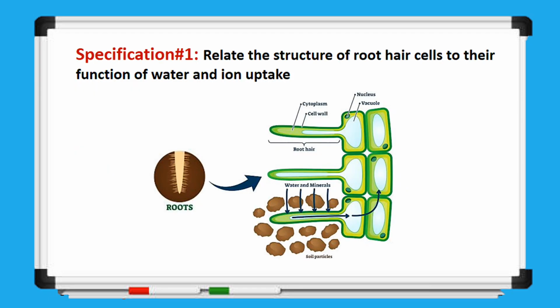So, starting with specification number 1, relate the structure of root hair cells to their function of water and ion uptake. Now, plants have roots that absorb water and mineral ions from the soil. And this uptake happens through special cells in the roots called root hair cells. As you can see here, we have a cross-section of a root with root hairs. The diagram shows the root, the surrounding soil particles, and the movement of water and minerals into the cell. If you look closely, the root hair cell has a large vacuole and a nucleus, and this is exactly how a root hair cell looks.